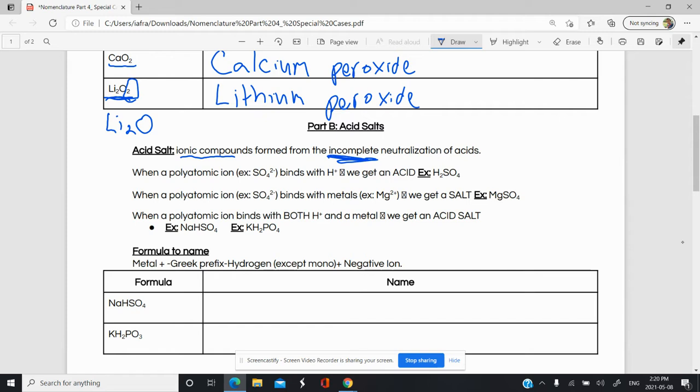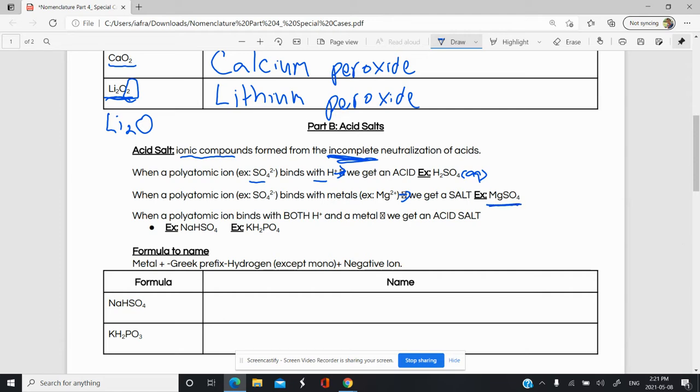So suppose you had a polyatomic ion. If you were to combine that with some H+, this is supposed to be an arrow here, you would get an acid. So you would get H2SO4. And let's put AQ there because that's usually what we write down for acids. Now let's say you had a polyatomic ion and you combine it with a metal. You would then get a salt, which is just the ionic compound. And so here we'd have magnesium sulfate, for example.